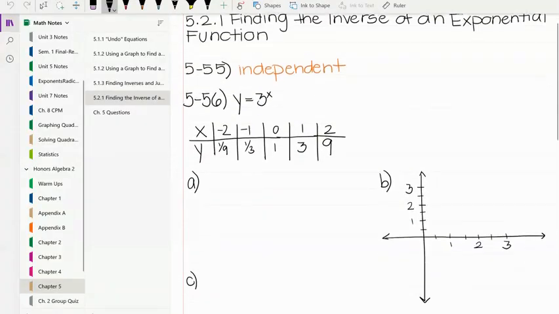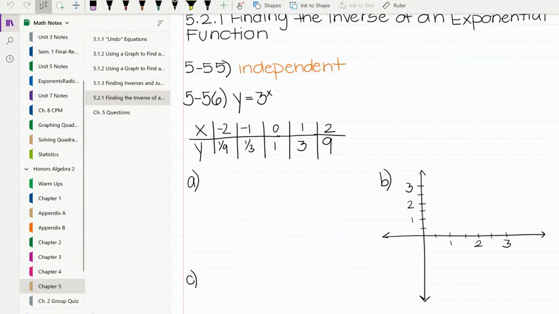So what I have here is my table for 3 to the x. And what I want to do is write the table for the new inverse function. So to do that, really, we just switch x and y. So it makes it easy when you already have the table written out. So this would become 1/9, -2. This would become 1/3, -1. And then 1, 0, 3, 1, and 9, 2.